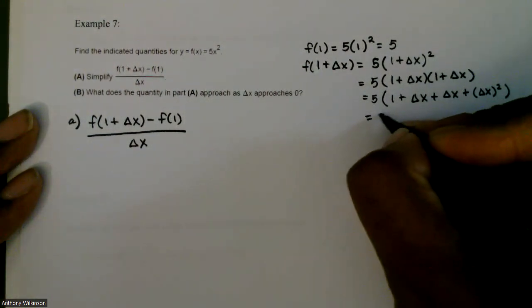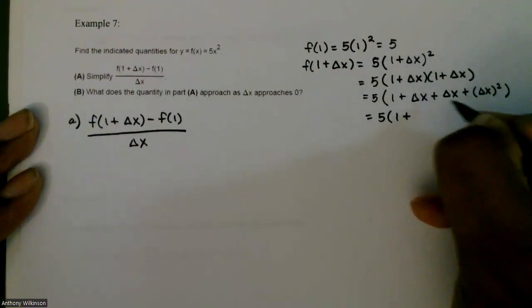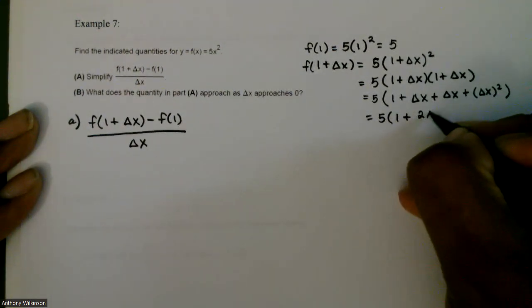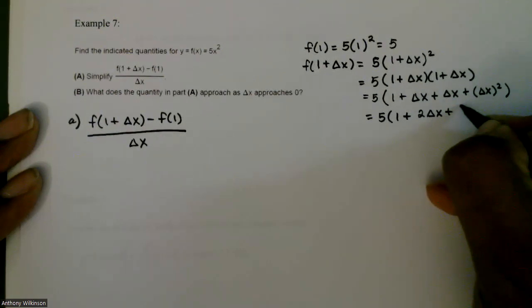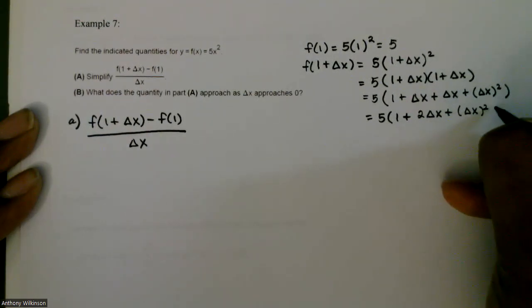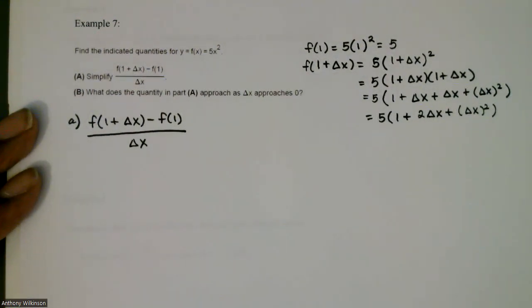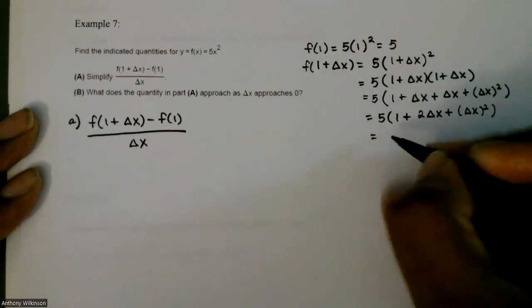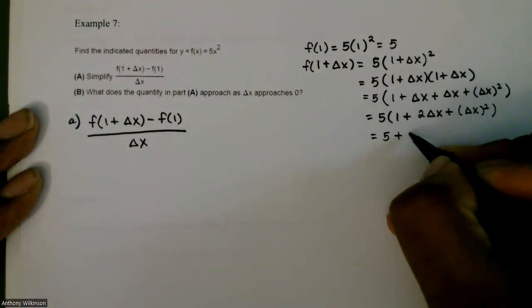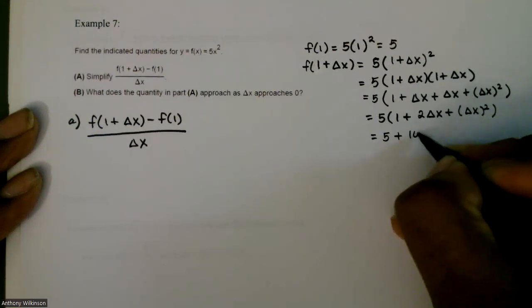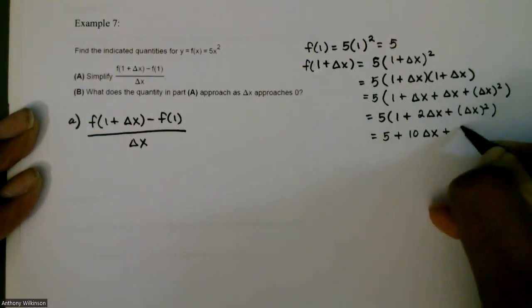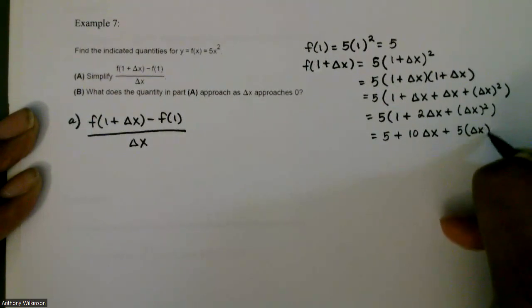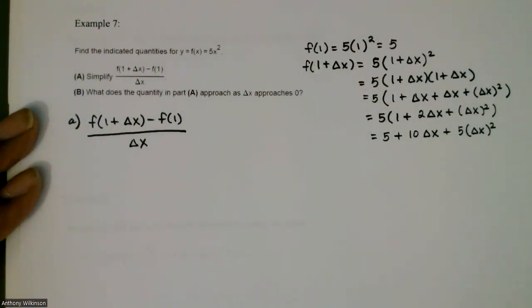And if I simplify this, this will be 5 times 1 plus, I got 2 delta x's here, so that'll be 2 delta x plus delta x, and that's going to be squared. Notice I'm putting the delta x in parentheses because the whole thing is being squared. Distribute the 5 over what's in the parentheses. You'll have 5 plus 2 delta x times 5 will be 10 delta x, plus 5 times delta x in parentheses, and that's squared. So that's what f of 1 plus delta x will be.